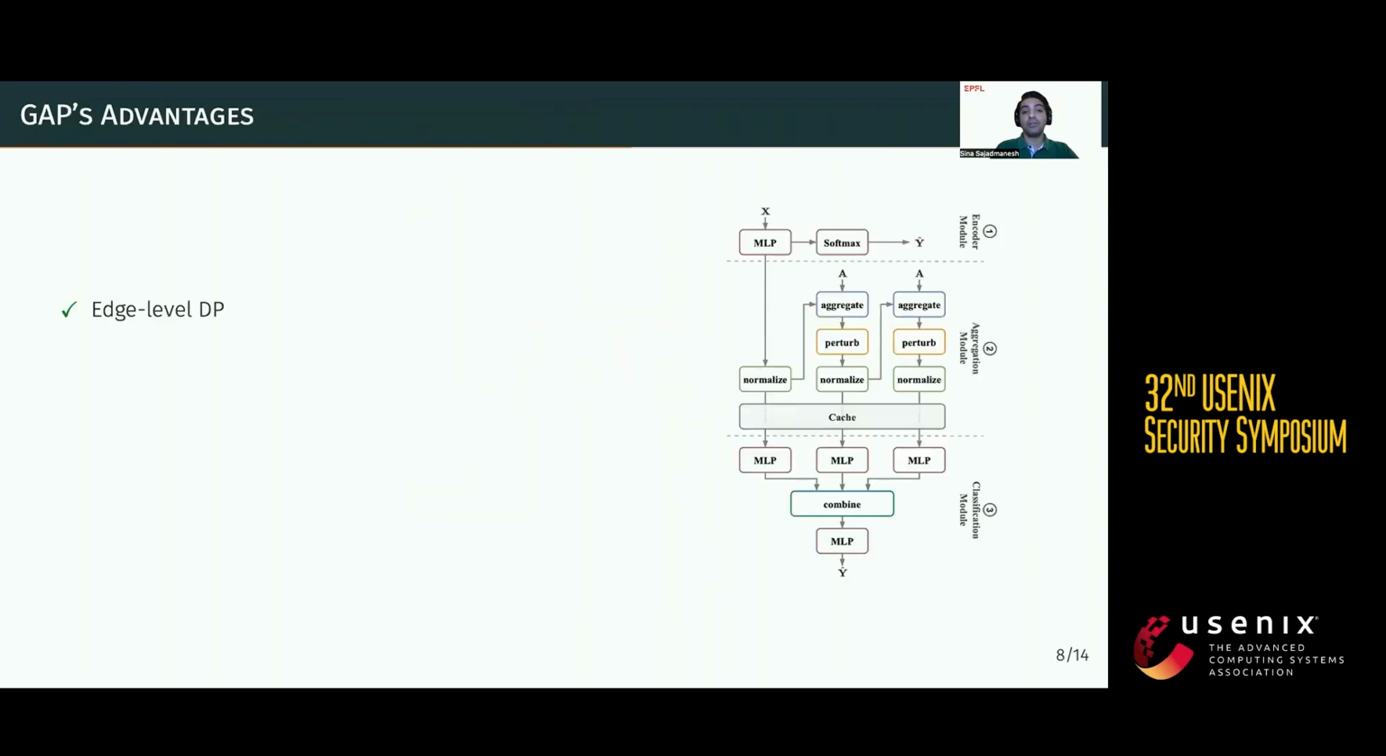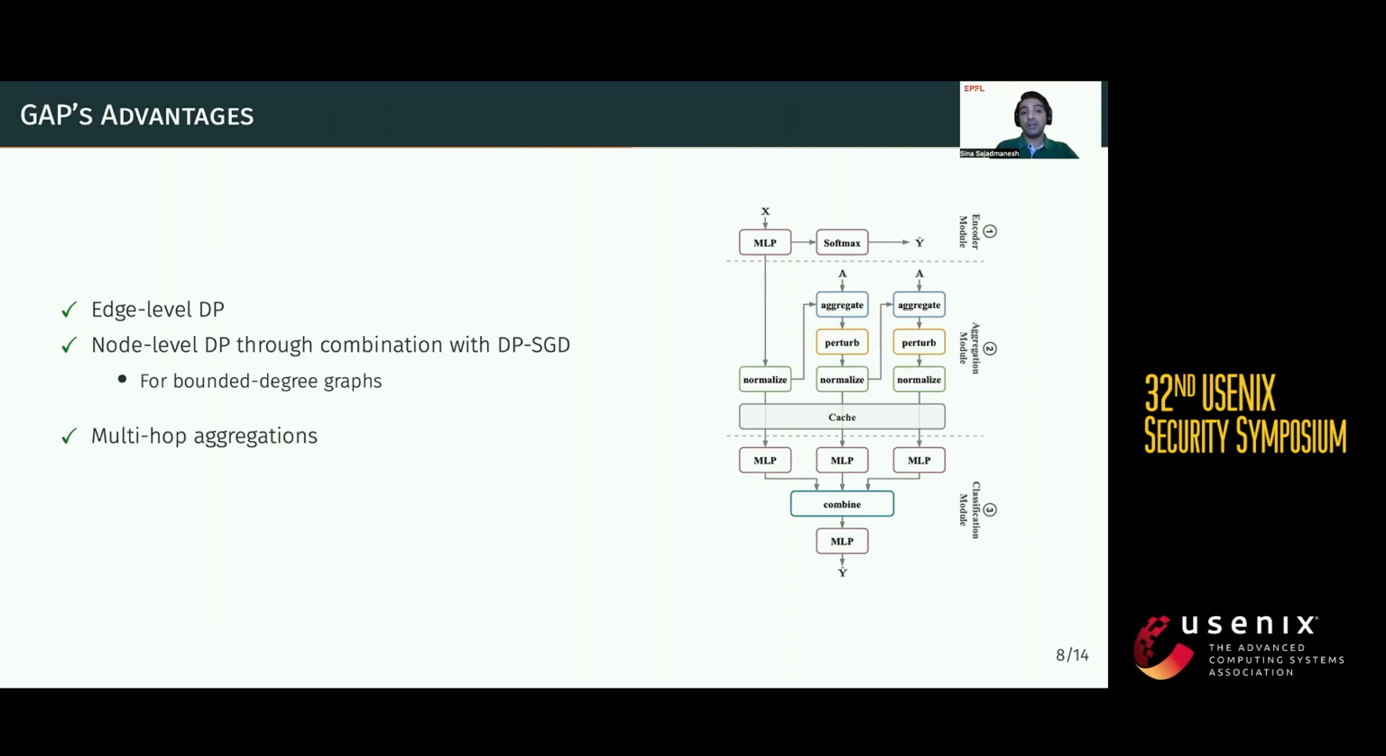So our GAP architecture comes with the following advantages. First, it can provide edge-level DP because every access to the adjacency matrix is immediately followed by adding noise. Second, it can provide node-level DP if we train the encoder and classification modules using DP-SGD, but this only works for bounded degree graphs.